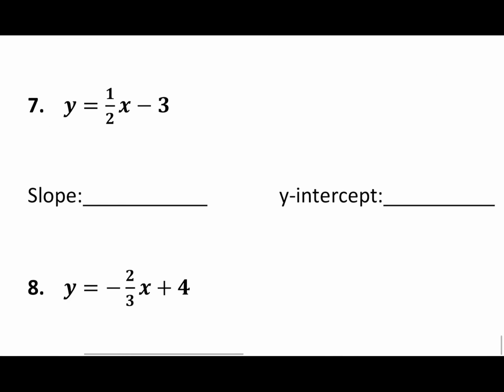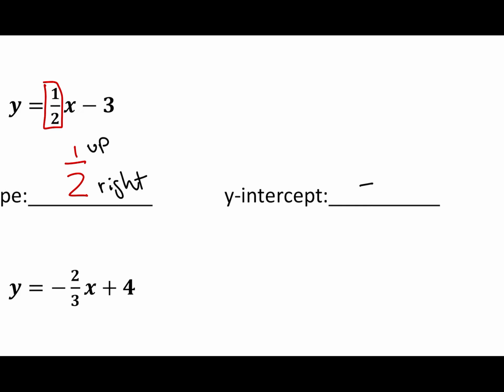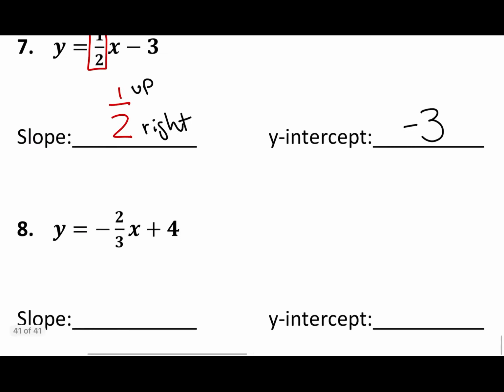Looking at 7 here, our slope is 1/2. And this is a positive 1 up top, so we're going to go up 1. This is a positive 2 on the bottom, so we're going to go to the right. Our y-intercept here is that negative 3 in the back.